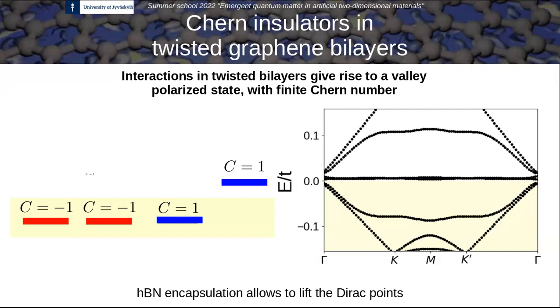So hBN encapsulation, when you align hBN with graphene, creates a splitting in the Dirac point on the order of, let's say, 10 meV, which is actually even much bigger than what you need for this splitting in Chern insulators. It is the value that it is, but it is the right value to get this. So it is bigger than the splitting that you get for your Chern insulator.